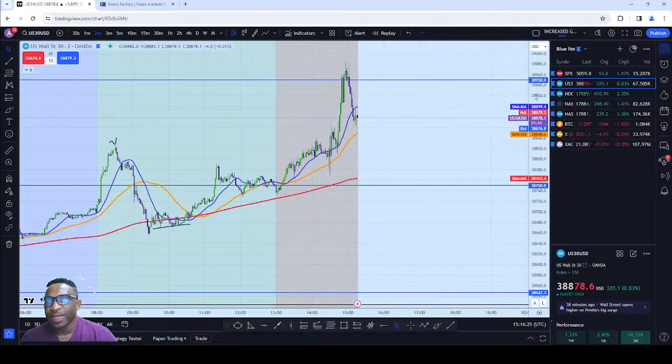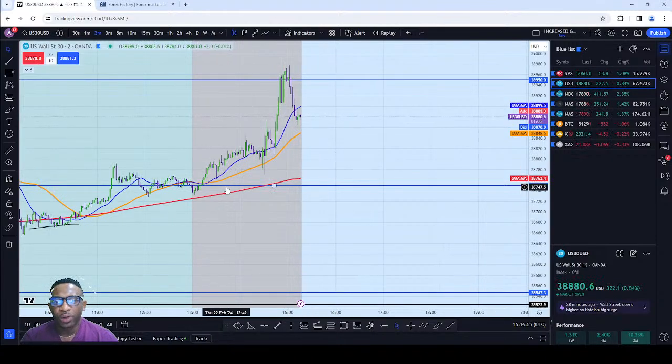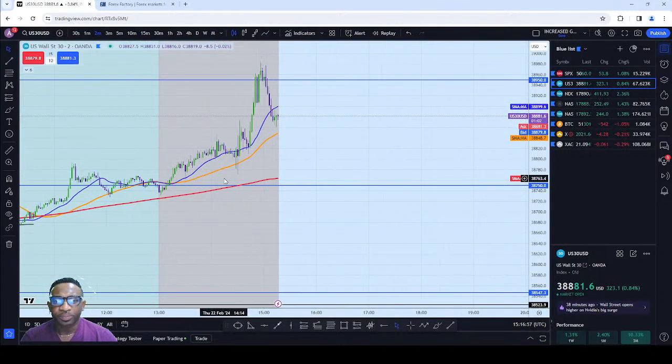Now looking at it, this is US 30, it has hit its key level and then pulled back. It moved from one key level, as we also talked about these key levels, to the next key level, and now it's kind of pulling back to the narrow state. So that is how we look out for opportunities. That is how we look out for trades.